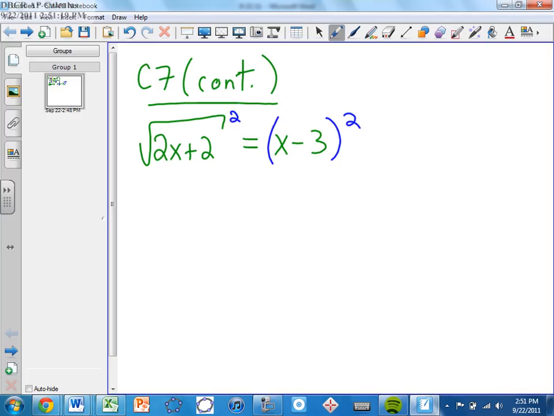So here, when we do this, please make sure you put those parentheses in. If you do not, it won't remind you that you have to FOIL on the right side. So on the left-hand side, the square and the square root cancel, and you're left with 2x plus 2. But on the right-hand side, we must remember that when you square a binomial, it's like multiplying it by itself. So we have to FOIL or box method.